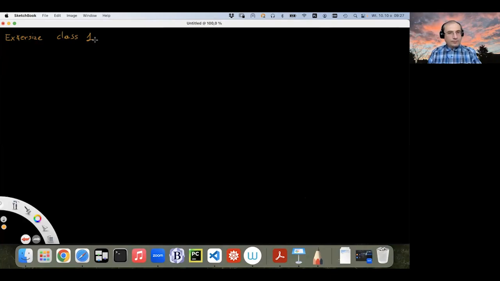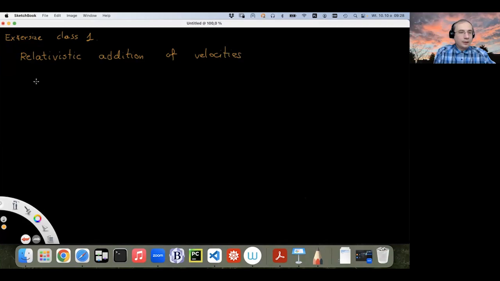So we will begin by deriving the formula for the relativistic addition of velocities. It will be a rather simplified formula. We simply assume a two-dimensional case. So we assume that we have a frame. Let me draw it here.